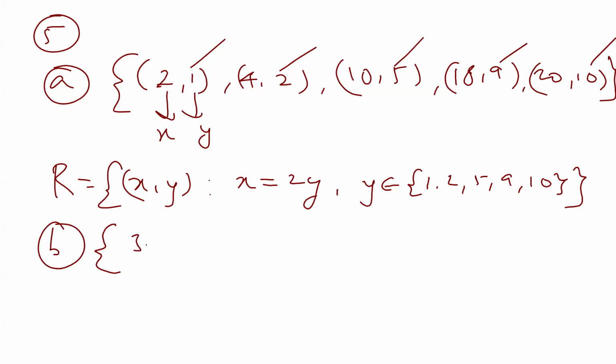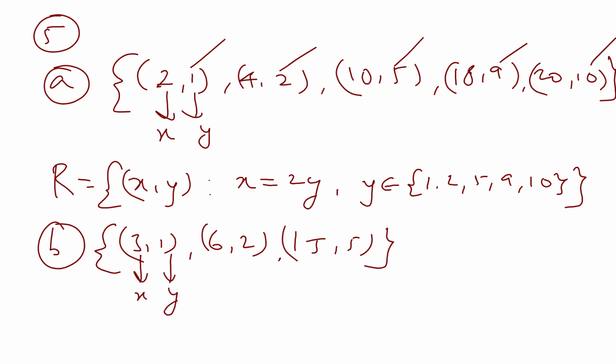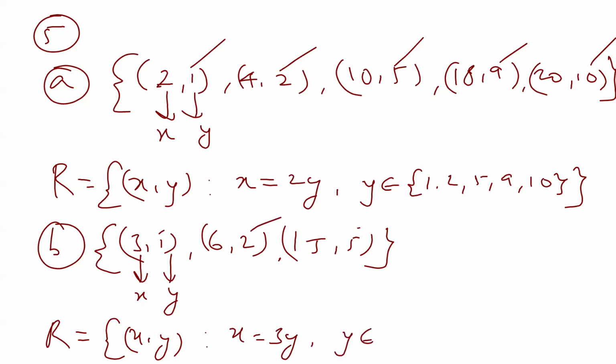Okay, B. (3, 1), (6, 2), and (15, 5). So this is x and this is y. So let's describe it using descriptive manner, that is set builder form. If you take a look at x, it is exactly 3 times the value of y in each and every ordered pair. So x is equal to 3y, and y belongs to only 3 values, 1, 2, and 5.